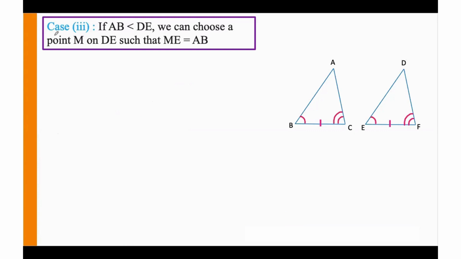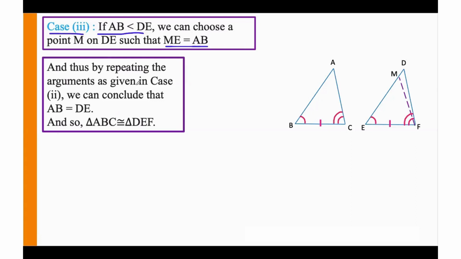Now in case 3, you don't need to write everything again. You will just write if AB is less than DE, we can choose a point M such that ME is equal to AB. And thus, by repeating the arguments as given in case 2, we can conclude that AB will be equal to DE. And so since M and D are going to be the same points, AB is going to be equal to DE. And that will bring us to case 1. And so we will prove that ABC is congruent to DEF. So writing this much is enough.